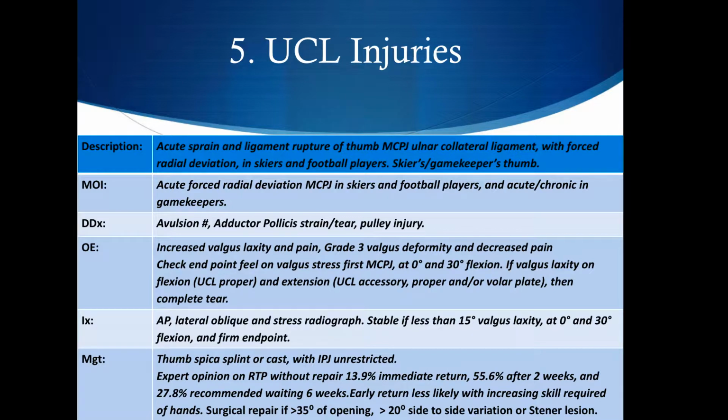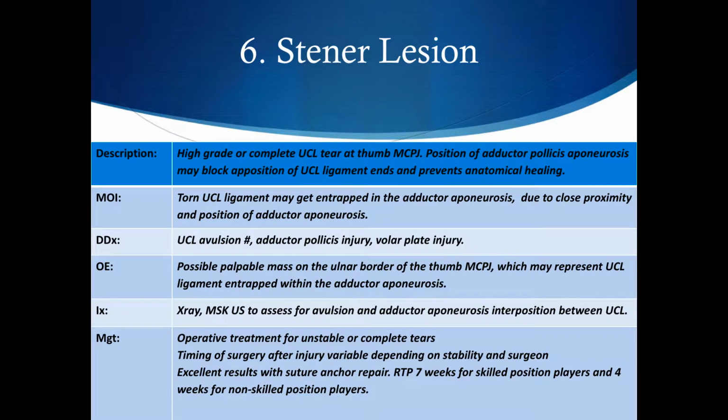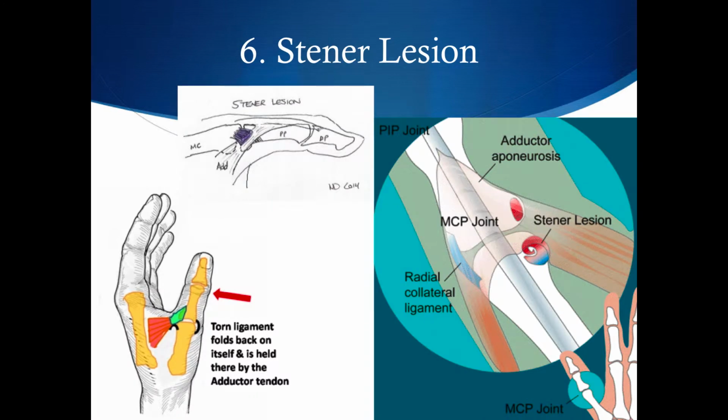Early return is less likely with increased skill required of hands. Surgical repair is recommended if there is greater than 35 degrees of opening or greater than 20 degrees side-to-side variation, or a Stener's lesion is present. Stener lesions occur when there is a high-grade or complete ulnar collateral ligament tear of the thumb at the MCP joint. The position of the adductor pollicis aponeurosis blocks apposition of the UCL ligament ends and prevents anatomical healing.